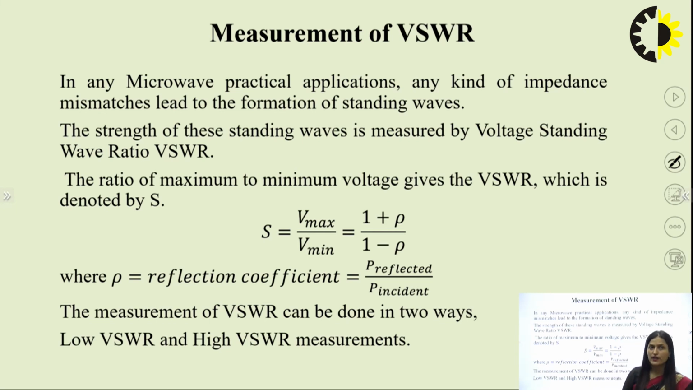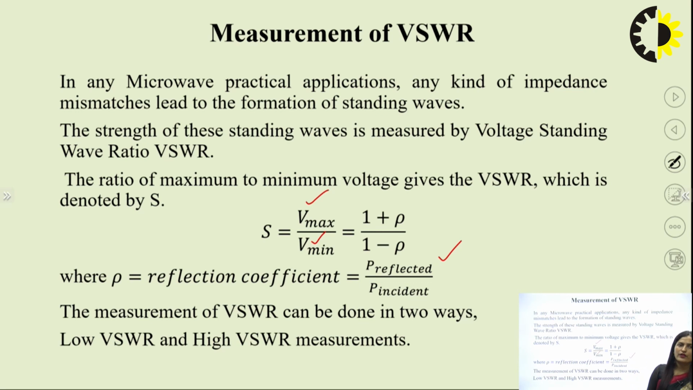Next is the measurement of VSWR. In any microwave practical application, any kind of impedance mismatch leads to the formation of standing waves. So, the strength of these standing waves is measured by voltage standing wave ratio. So, the ratio of maximum to minimum voltage gives the VSWR. We can find V max upon V minimum. And in terms of reflection coefficient, it can be written (1 plus rho) upon (1 minus rho). Rho is the reflection coefficient. It means what is the reflected power upon incident power, what is the ratio of this?